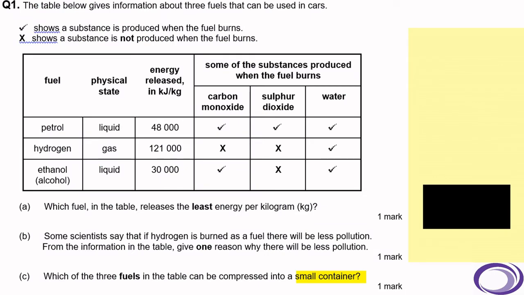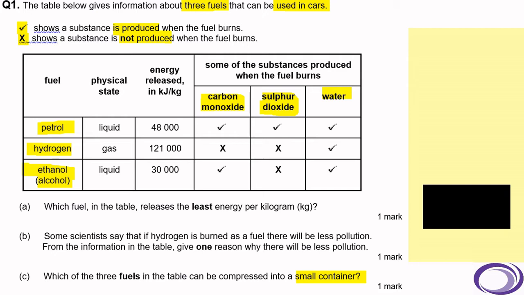Now it's time for us to have a go at a practice question. The table below gives some information about 3 fuels that can be used in cars. A tick shows a substance is produced when the fuel burns, and a cross shows the substance is not produced when the fuel burns. So we can see that we have got three pollutants that we can compare alongside the state and the energy released by each fuel. And there are three fuels in the table: petrol, hydrogen and ethanol.